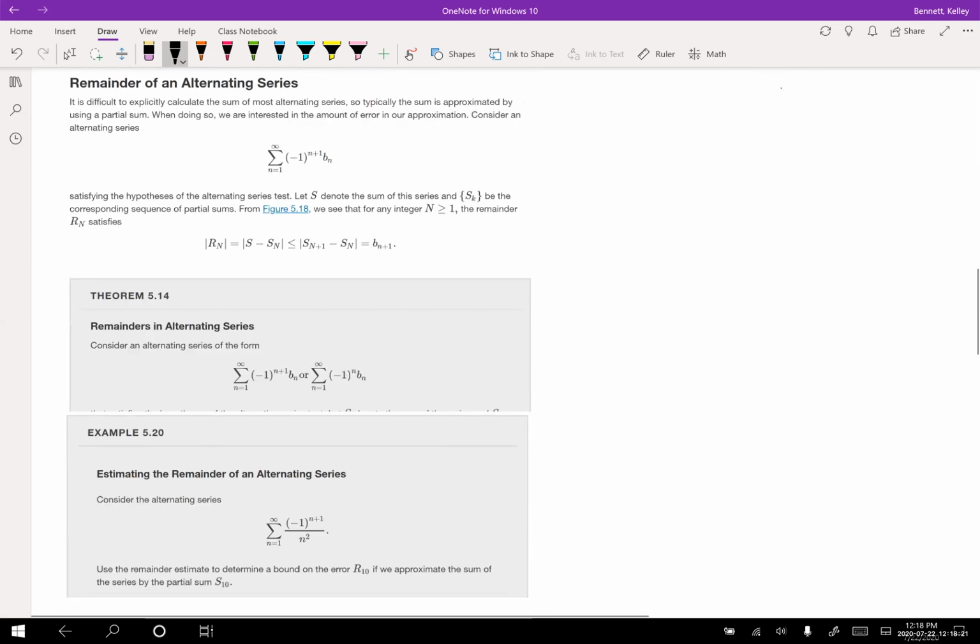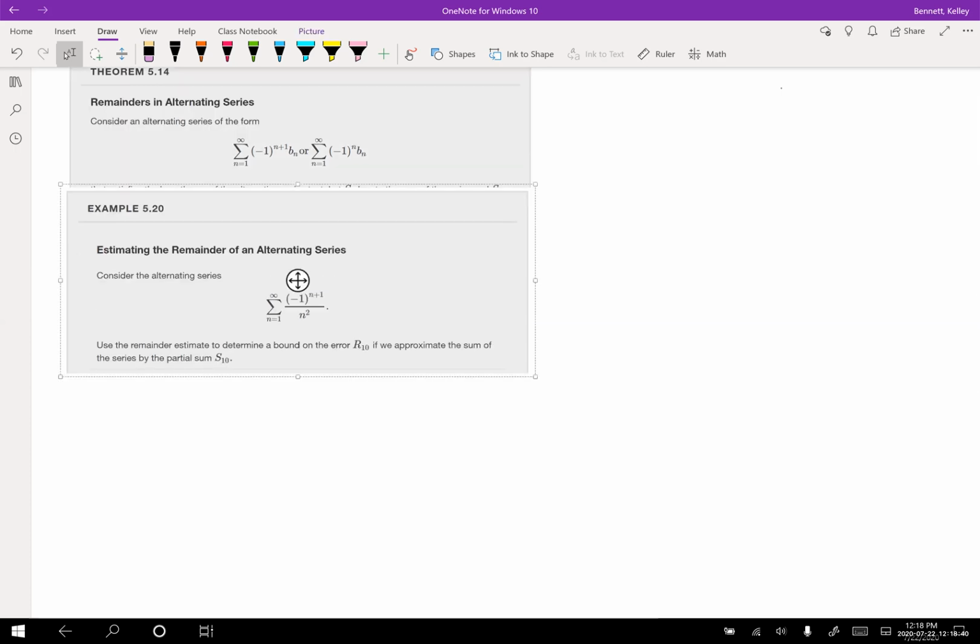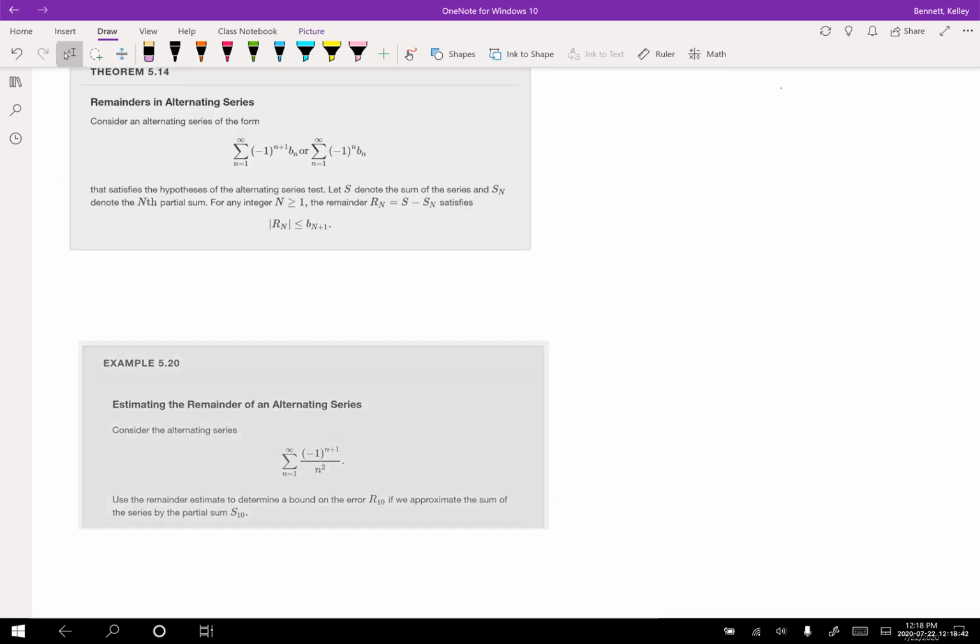Also similar to what we saw in section 5.2 is that we can determine remainders for alternating series, but it's a lot easier. I think before, the remainder was bounded above and below by the two integrals as it relates to the integral test. This one's a lot easier. It has a really nice form.